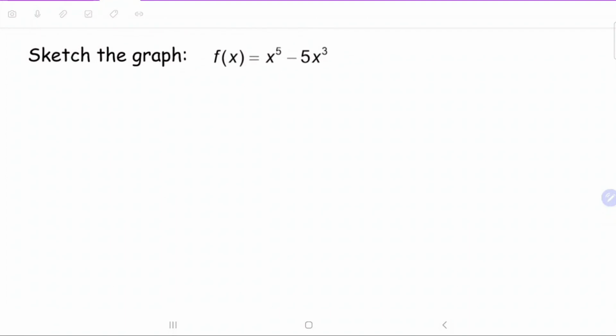All right, welcome to this next video. In this next video, we continue to sketch our functions. So here we're given another complicated function to the degree of 5. Let us see if we're able to sketch it using our derivatives.